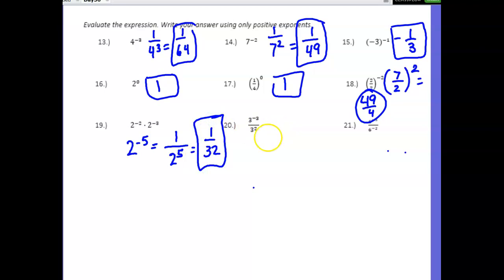Okay, you can do 20 a couple of different ways. All right, if you take negative 3 and subtract 2, you're going to get 3 to the negative 5 power, which is 1/3 to the 5th, which is 1/243.